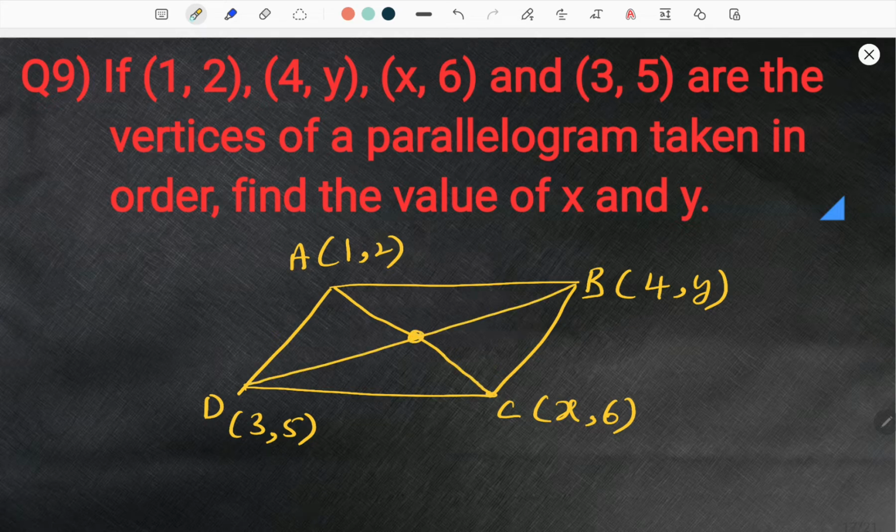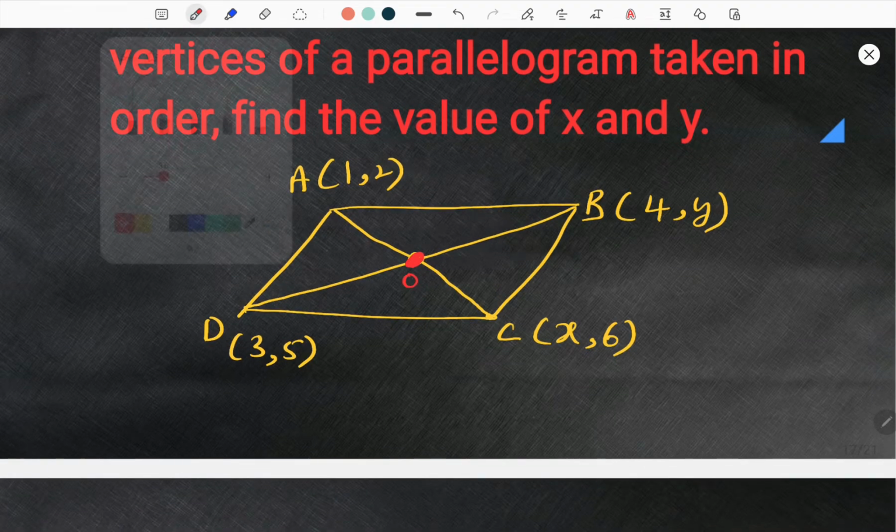Don't you think this point is common? This point is common means this is the midpoint of AC, because diagonals of a parallelogram will be intersecting each other, intersecting and bisecting each other. That's very important. AC is there, no? So for this AC, O is the midpoint.